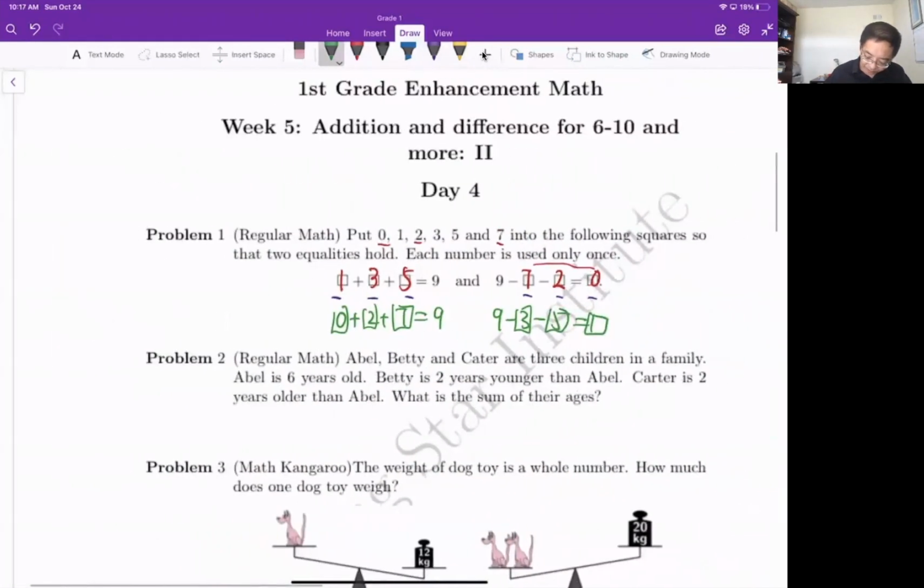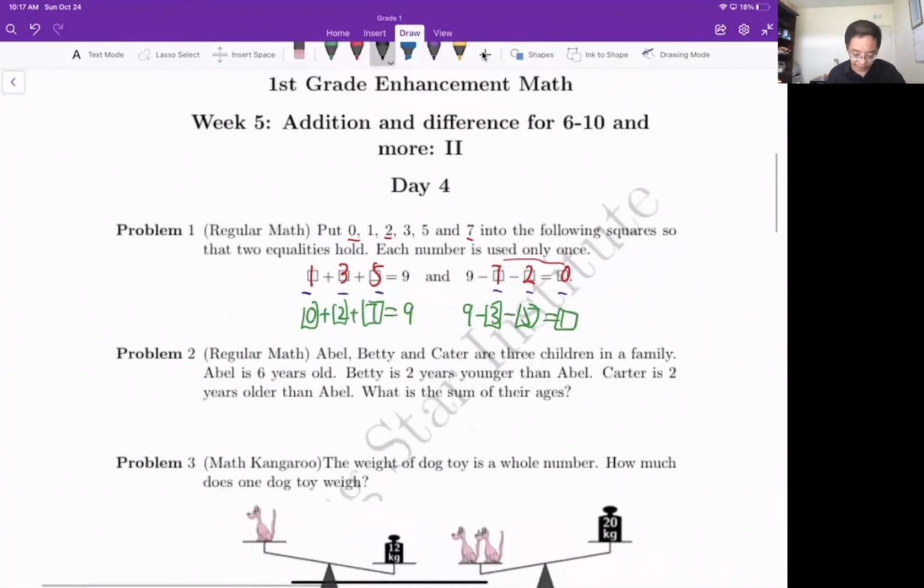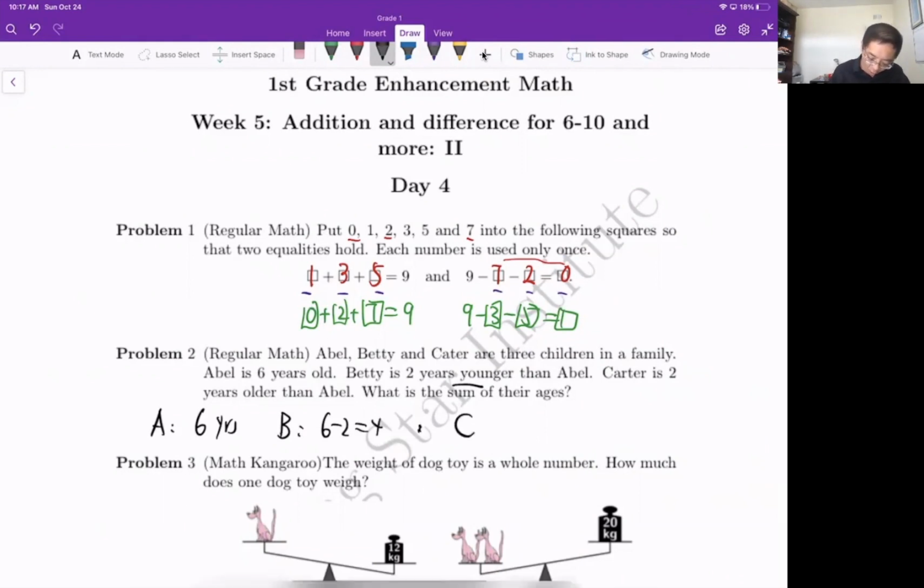Question number 2. Abel, Betty, and Carter, there are 3 children in a family. So we know Abel, let's say A, is 6 years old. And Betty is 2 years younger. 2 years younger means what? Means 6 minus 2 is 4 years old. And Carter is 2 years older than Abel. 2 years older means it's 6 plus 2, which is 8. All right, so Abel is 6, Betty is 4, and Carter is 8.